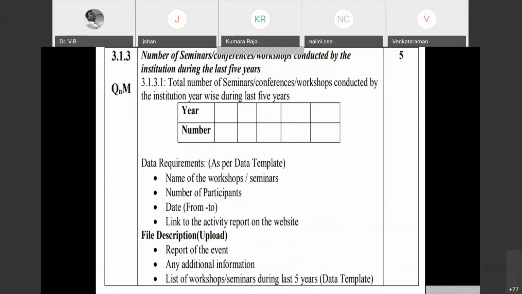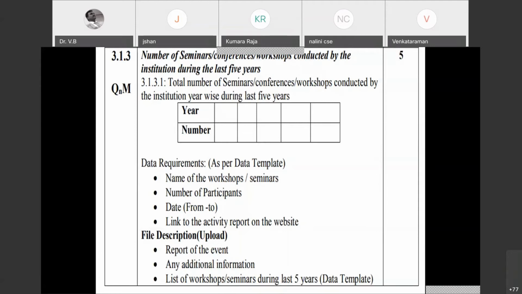And next one is again number of seminars, conferences, workshops conducted. It is a quantitative metrics. And here they are asking for the total number of seminars, conferences. They have not differentiated as national, state, international. So you can include everything in this. So specify the academic year, and in that academic year, how many you have organized. Okay, and that would be as per the data template.